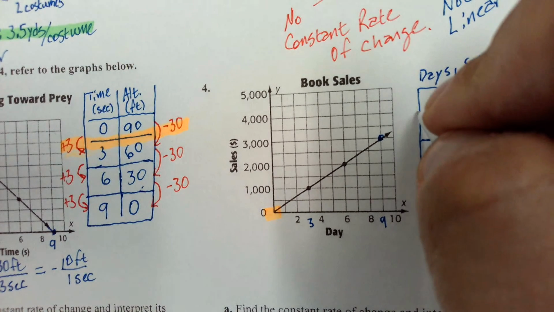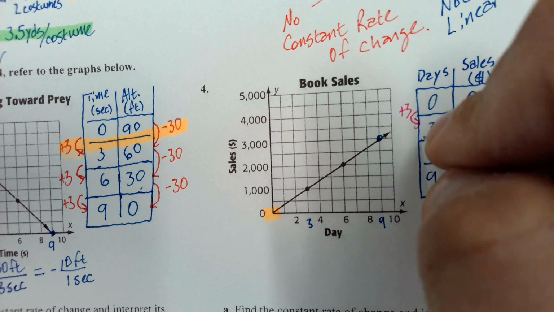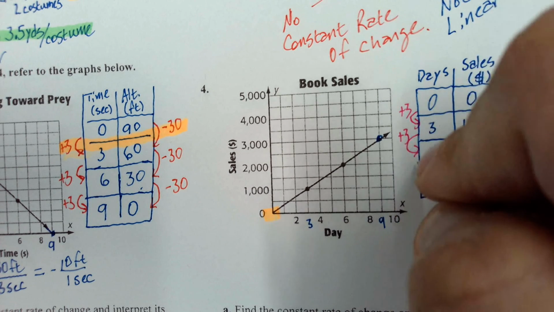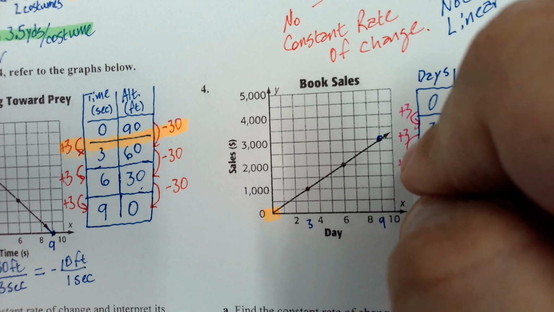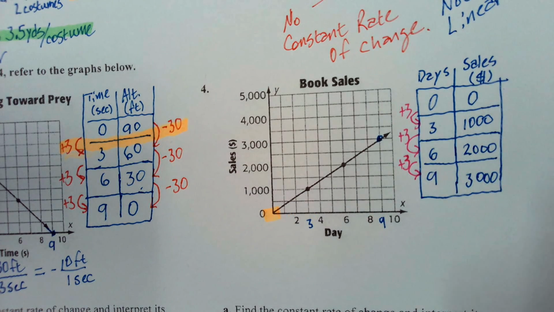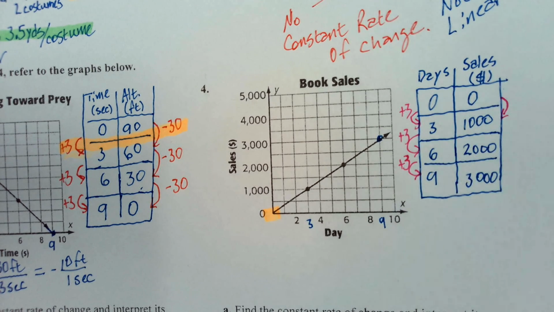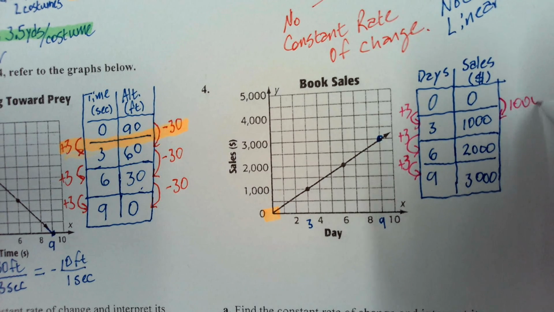Okay, so let's see. Looks like we're going up by 3 each time, which is nice and consistent. We like that. How about the sales? What's it changing by? 1,000. Each time? 1,000 each time.